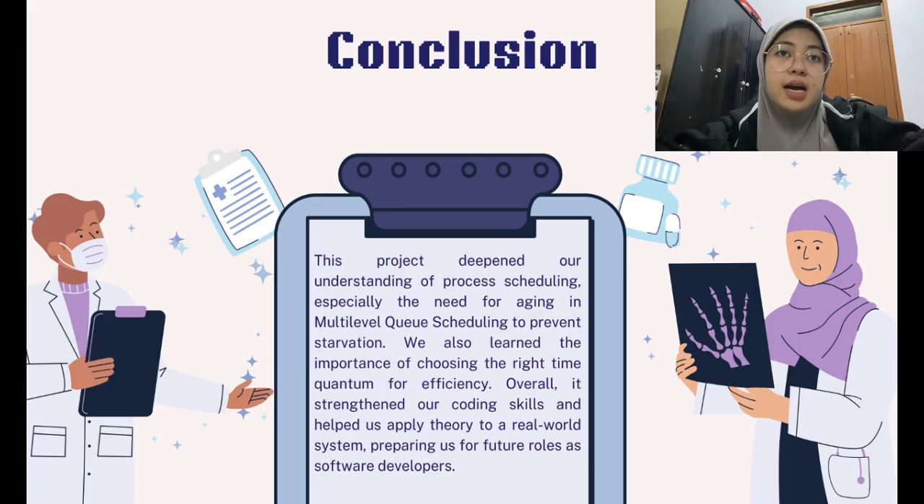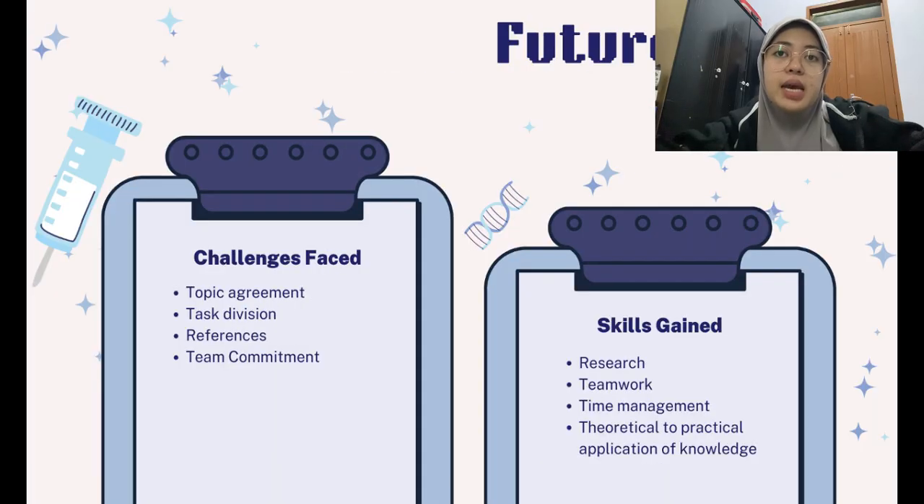This project greatly enhanced our technical and soft skills, and deepened our understanding of CPU scheduling, especially how to implement and balance different queue priorities and choose appropriate time quantum values. We also learned the importance of aging in multi-level queues to prevent starvation of lower priority processes, a key concept that ensures fairness and system efficiency. Beyond technical knowledge, we also improved our time management, teamwork, and communication. The final implementation using Java and the animations helped us visualize the step-by-step scheduling process more clearly.